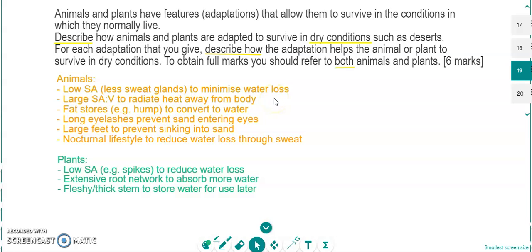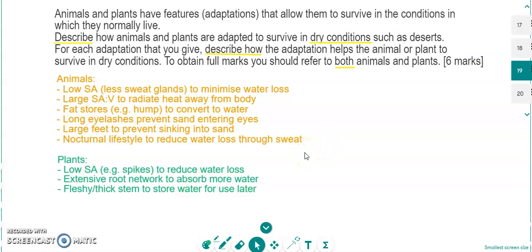A large surface area to volume ratio to radiate heat away from the body. These would be things like large ears. An animal may have a structure, such as a hump, which contains fat stores and allows fat to convert to water by the process of respiration. Long eyelashes allow the dust to be kept out of the eyes when it is blown by the wind. Large feet to stop the animal sinking into the sand. A nocturnal lifestyle, which allows organisms to keep out of the sun in the hottest parts of the day, which will reduce the amount of sweat lost.